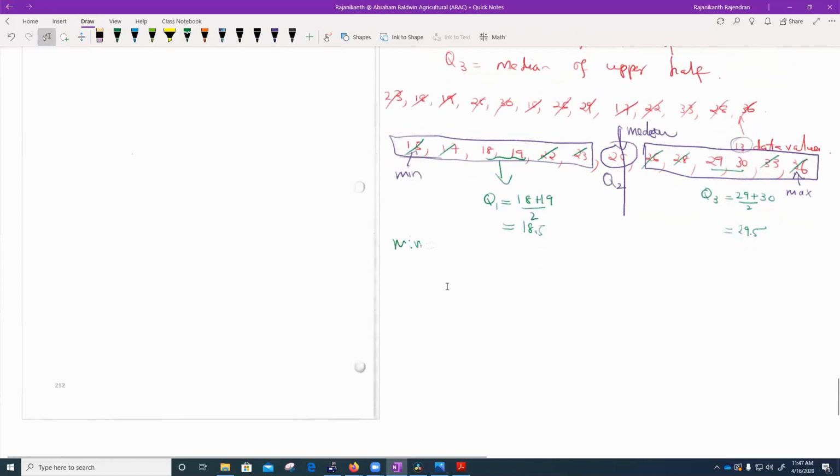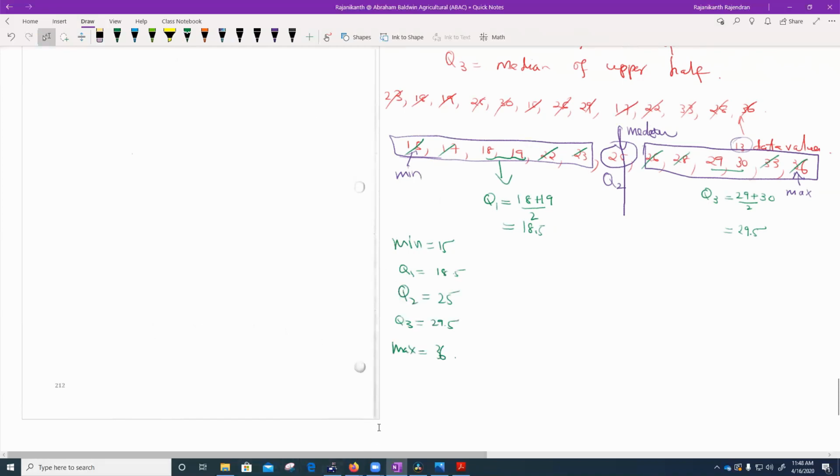Min is 15. Q1 is 18.5. Q2, of course, the median, is 25. And Q3 is 29.5. And the last one, the max, is 36. But the good thing is you could use the calculator to summarize these five numbers. I'm going to show you how to use the calculator to summarize all five numbers, okay?